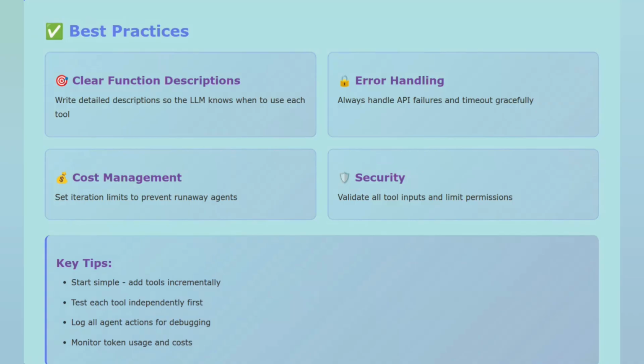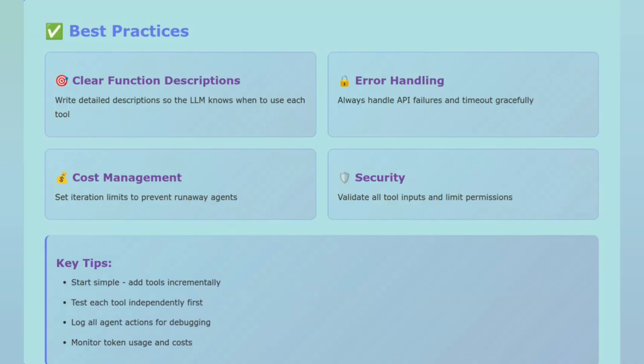And here are my key tips. Start simple, add tools one at a time, test each tool independently before integrating it, log everything, you'll need those logs for debugging, and monitor your token usage and costs closely, especially during development.